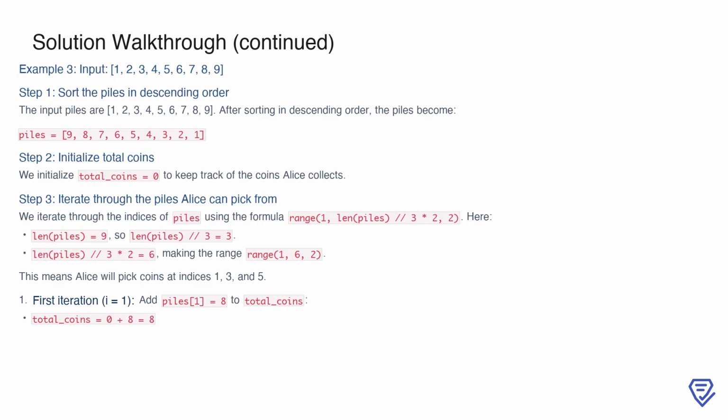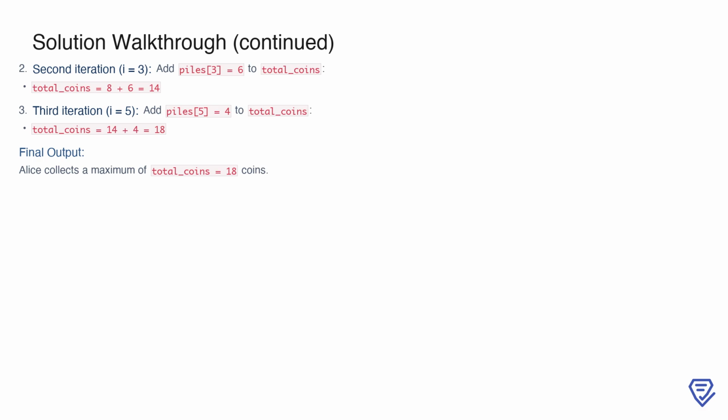Adding this to total_coins gives a total of 8. In the second iteration, Alice picks from index 3 of the sorted piles, which has a value of 6. Adding this to the current total of 8 results in a new total of 14. In the third and final iteration, Alice picks from index 5, where the value is 4. Adding this to the total brings the final sum to 18. Therefore, for this input, the maximum number of coins Alice can collect is 18.